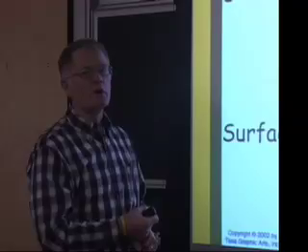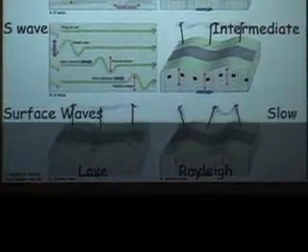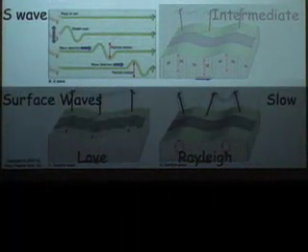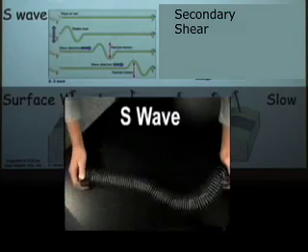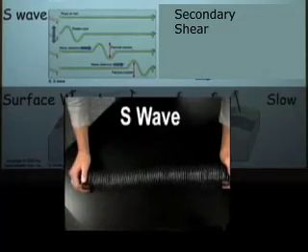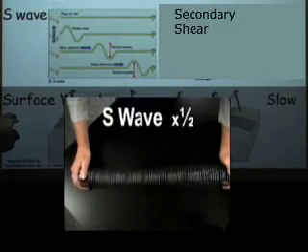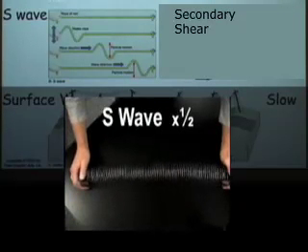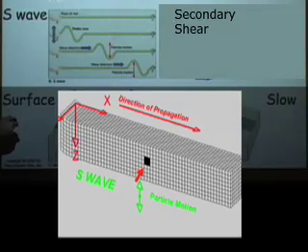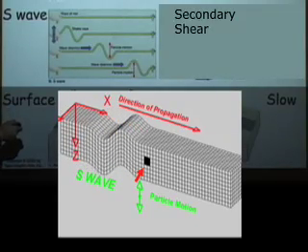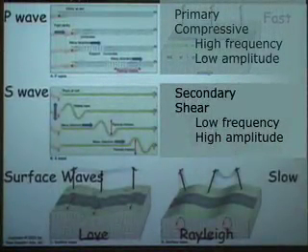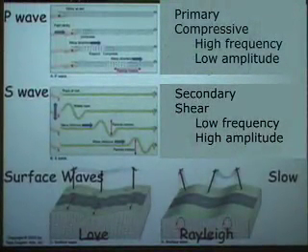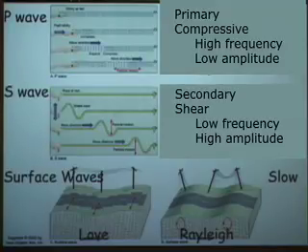Next fastest would be the S waves, or shear waves, also referred to as the secondary waves because they're the second fastest. We can make these in a slinky or in a rope by just throwing a loop down the rope. And what you'll notice is that the particles move up and down as the wave travels from left to right across the diagram. Properties of the shear waves would be that they have slightly larger amplitudes than the P waves and slightly longer periods or lower frequencies than the P waves.